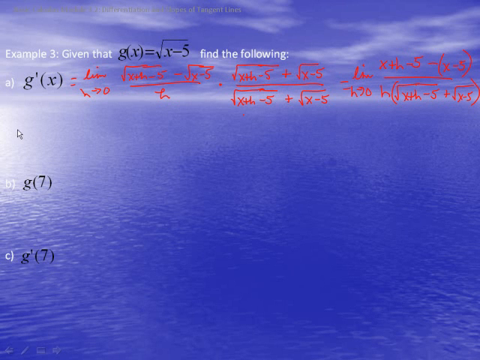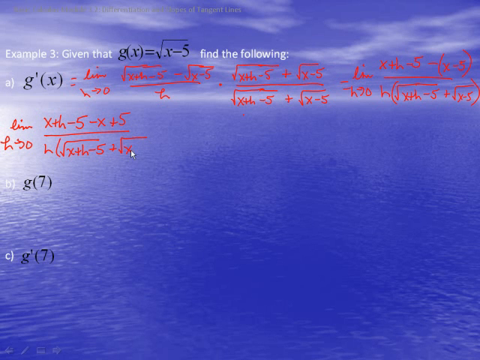Okay, and this will give me the limit as h approaches 0 of, and I'm going to do the distributive property with the minus sign, so that's going to give me x plus h minus 5 minus x plus 5. Have to be careful with those signs. All over h times the square root of x plus h minus 5 plus the square root of x minus 5. There we go. Okay, parentheses closed.